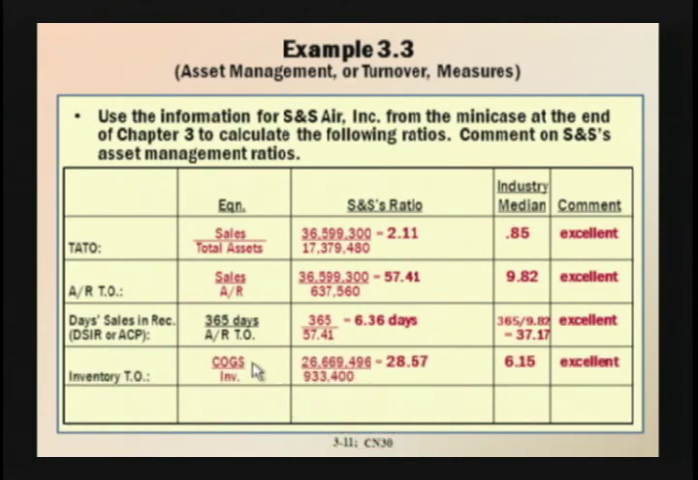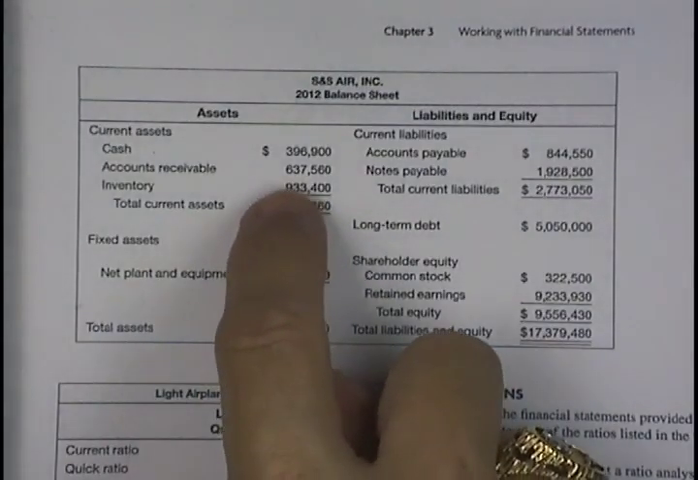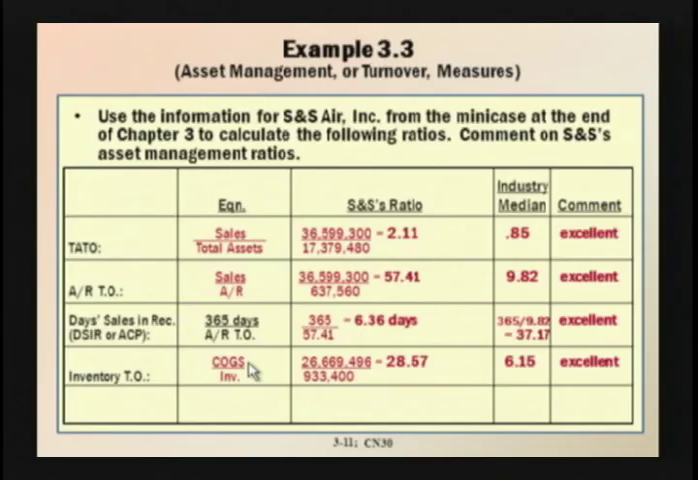Cost of goods sold, we already indicated that would come from the income statement. The inventory balance will come from S&S's balance sheet. $933,400 is the inventory balance. The inventory turnover is cost of goods sold divided by inventory. We see that that's 28.57. So the firm's cost of goods sold, which is items coming into inventory and then being sold out of inventory, is 28 times as large as the inventory balance it had on the balance sheet date in 2012.